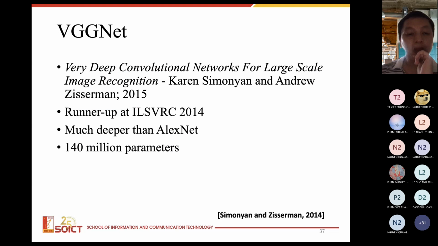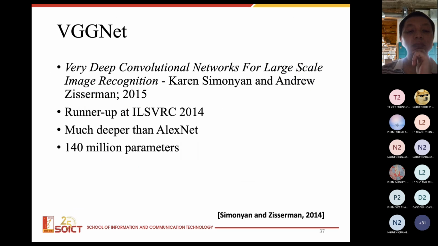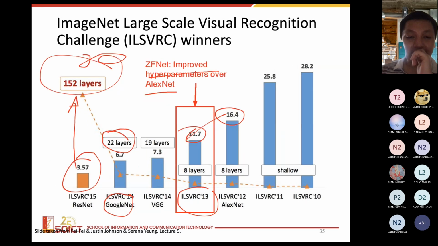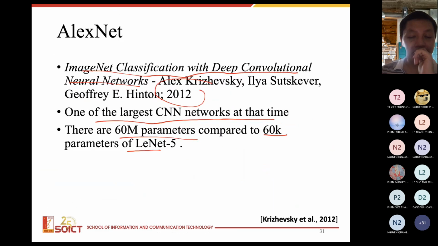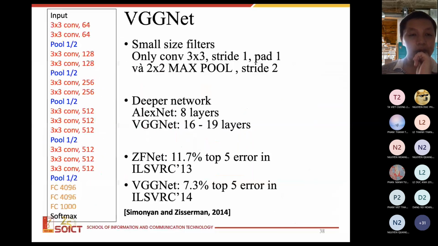Okay, so it is much deeper than AlexNet. AlexNet has 8 layers and VGG has 16 or 19 layers. Okay, the number of parameters is 140 million, right? For AlexNet, we have just 60 million parameters. Okay, so this is the architecture for the VGGNet.